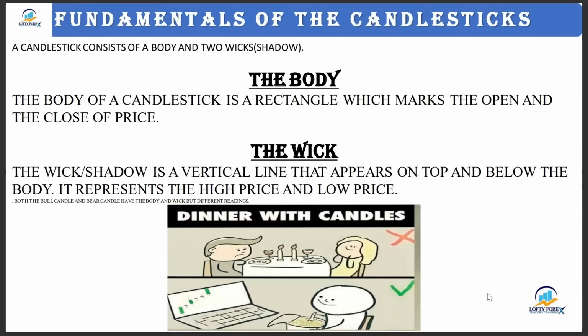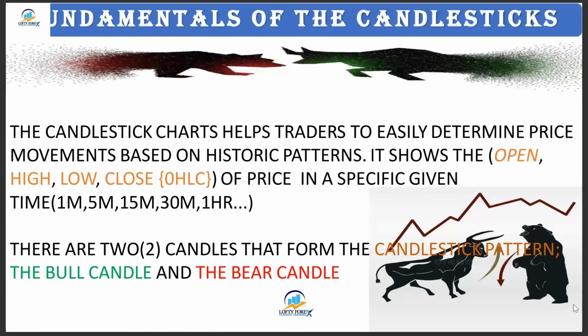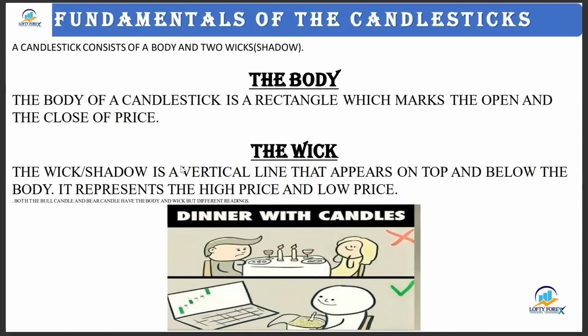So yeah. Now, fundamentals of the candlesticks: it's made out of two things actually, the body and the wick or shadow. As time goes on, we will get to understand this. The body of the candlestick is a rectangle which marks the open and the close of price. Now, the wick is a vertical line that appears on top and below the body. It represents the high price and low price. I said a candlestick shows you the open, the high, the low, and the close, right? The body of the candlestick marks the open and the close, whilst the wick or the shadow marks the high and the low.